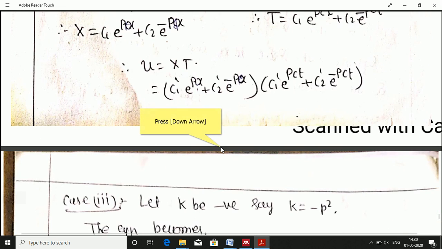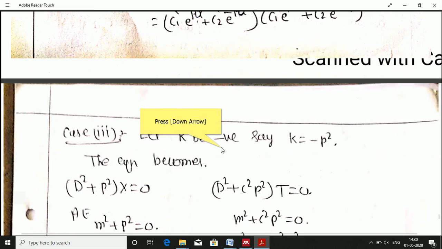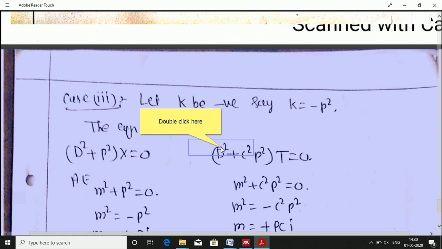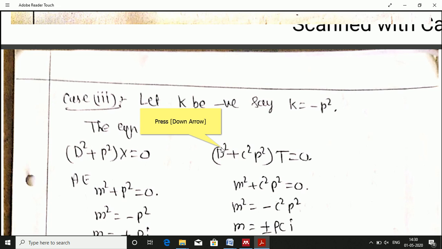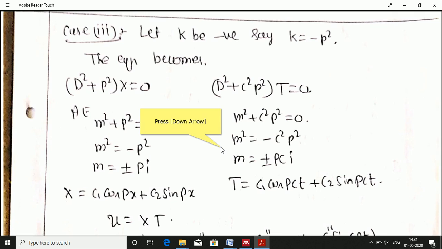Third case, when k is negative, that is k = -p². Now the above equations take the form (D² + p²)X = 0, and the other equation is (D² + c²p²)T = 0.